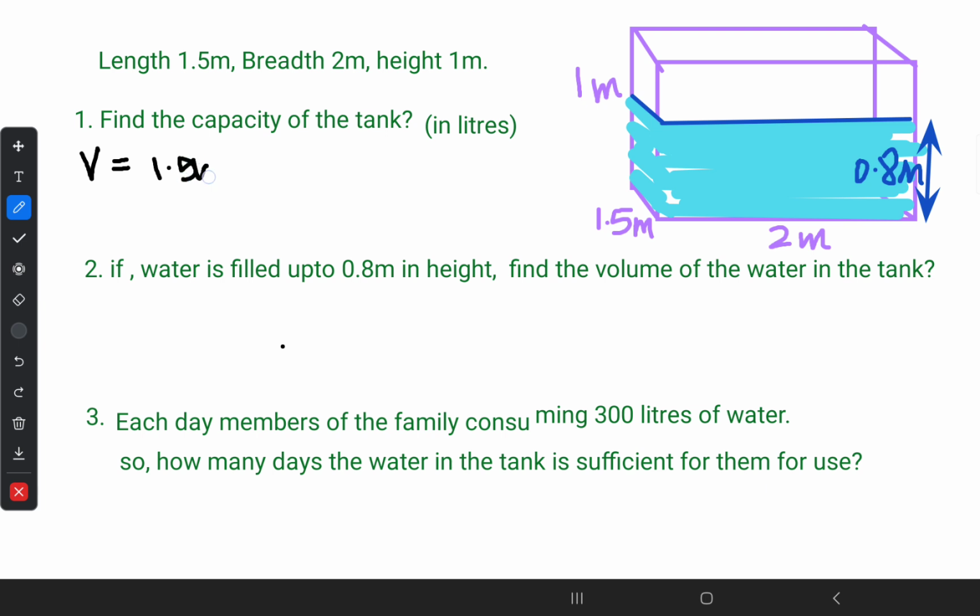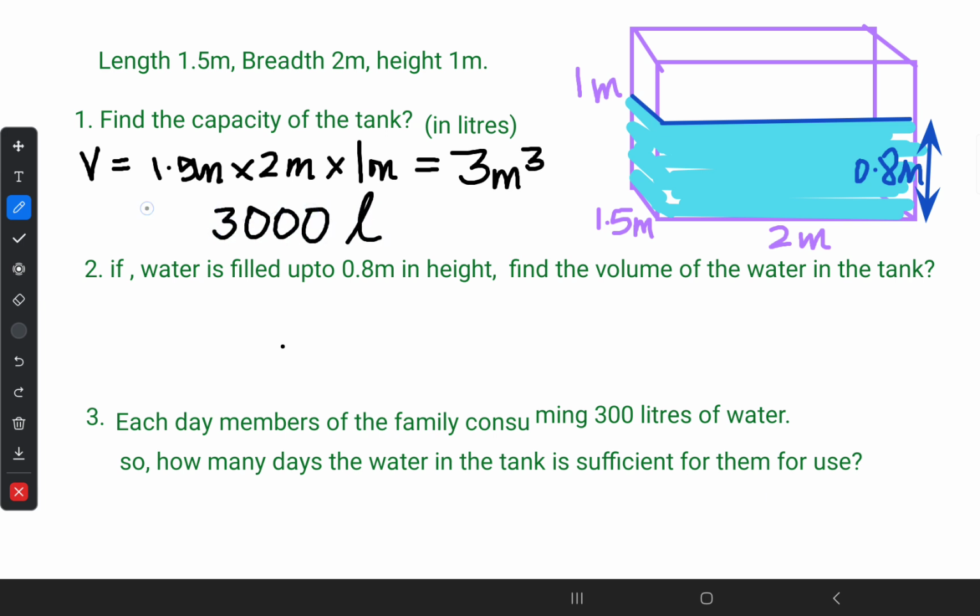1.5 meters multiplied with 2 meters multiplied with the height 1 meter. So it should be 3 cubic meters. We know that 1 cubic meter equals 1000 liters. So 3 cubic meters should be equal to 3000 liters. That is the capacity of the tank in liters.